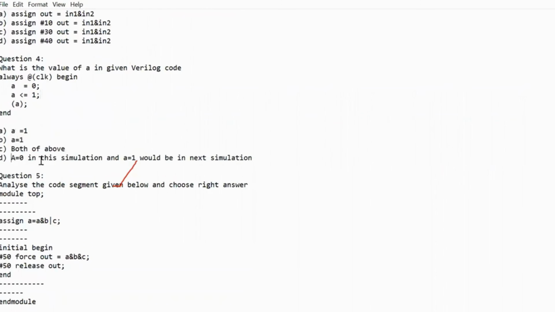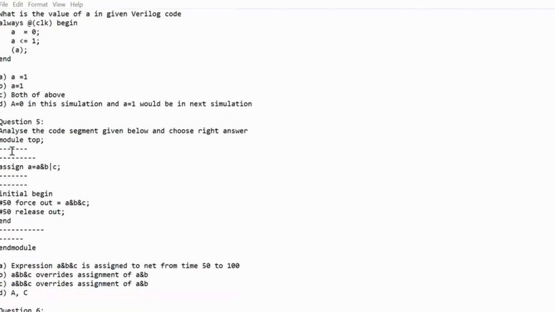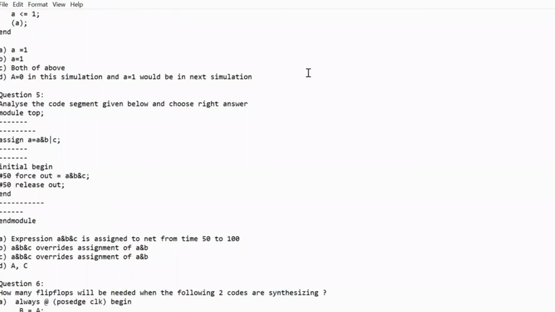So A equal to 0 at current simulation time and A equal to 1 for the next simulation time. Next question. Analyze the code given and choose the right answer here. What is the code given here? Top module, assign A equal to A and or B. Initial begin force. Force means it is trying to execute, forcing the value. This value is forcing to out, and release. Release means stop. It should not execute. So what will be the output here?